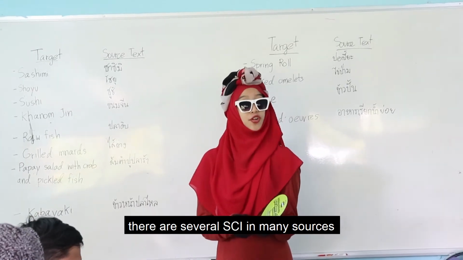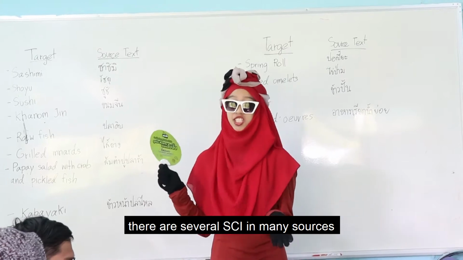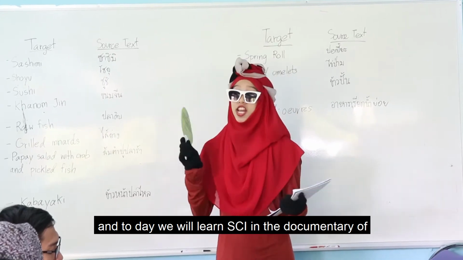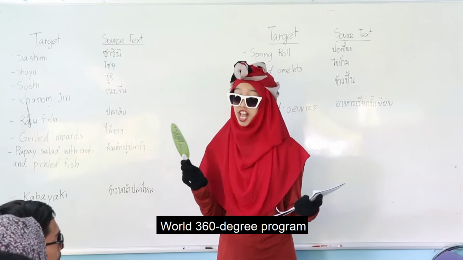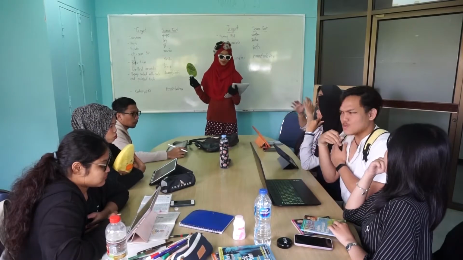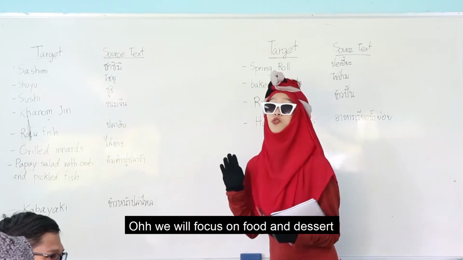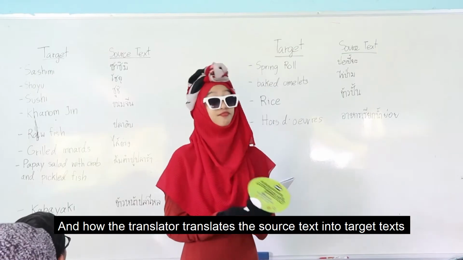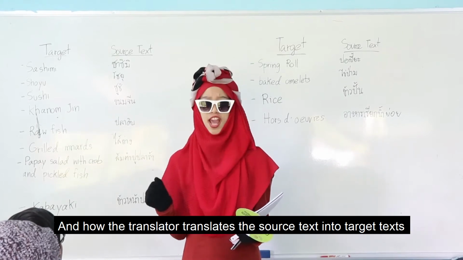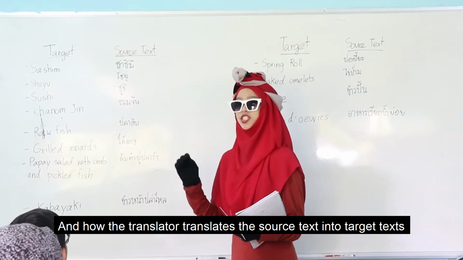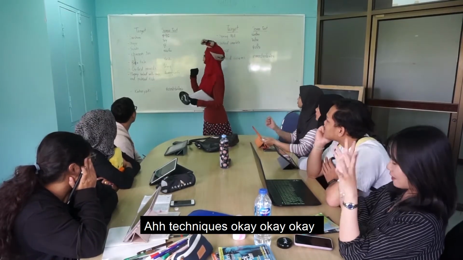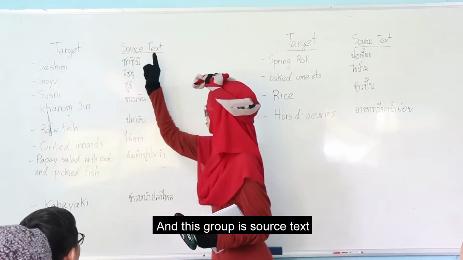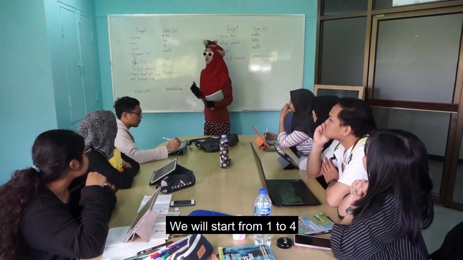There are several CSIs in many sources. And today we will learn CSIs in the documentary of World 360 Degree Program. We will focus on food and dessert, and how the translators translate the source text into target text. Okay. You will see two groups. This group is target text, and this group is source text. Okay, we will start.